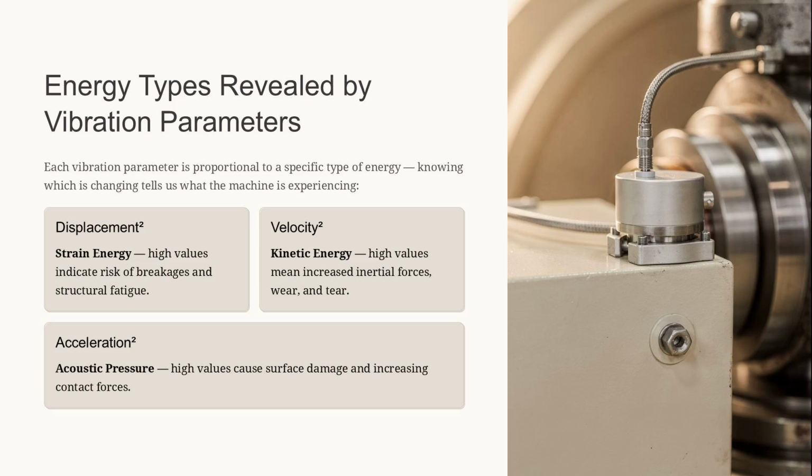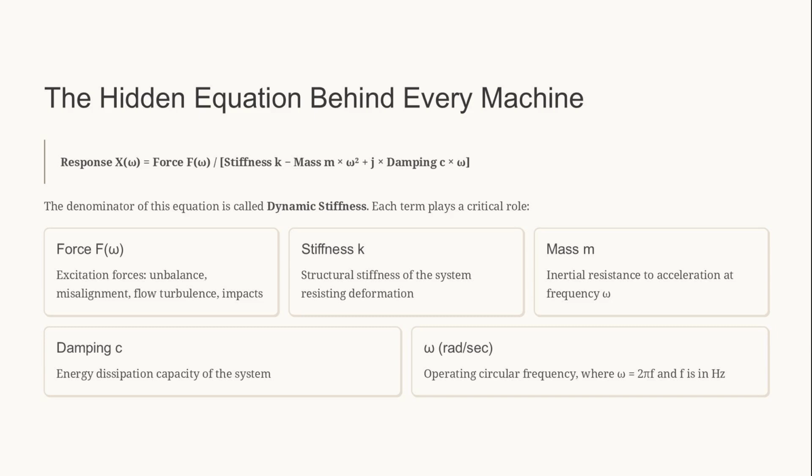Different vibration parameters reveal specific energy types. Displacement, velocity, and acceleration each indicate unique energy impacts on machinery. Dynamic stiffness is the hidden equation behind machines. It involves force, stiffness, mass, damping, and frequency, each playing a crucial role in machine behavior.